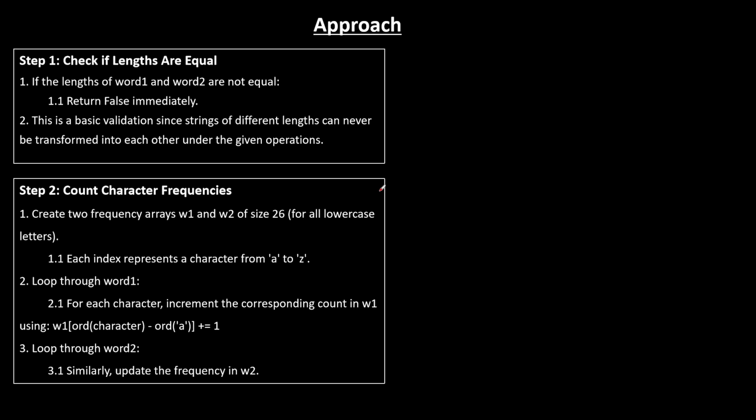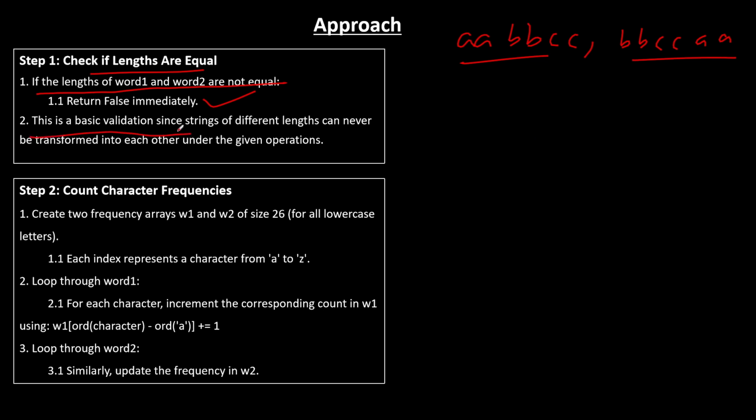Now, since you got the intuition of the problem, let's look into the approach, how we're going to solve it. First and foremost thing was checking the length. Let's take an example: AABBCC as word 1 and BBCCA as word 2. If the lengths are not equal, we return false; otherwise, we continue. This is the basic validation, since strings of different lengths can never be transformed into each other under the given operations.